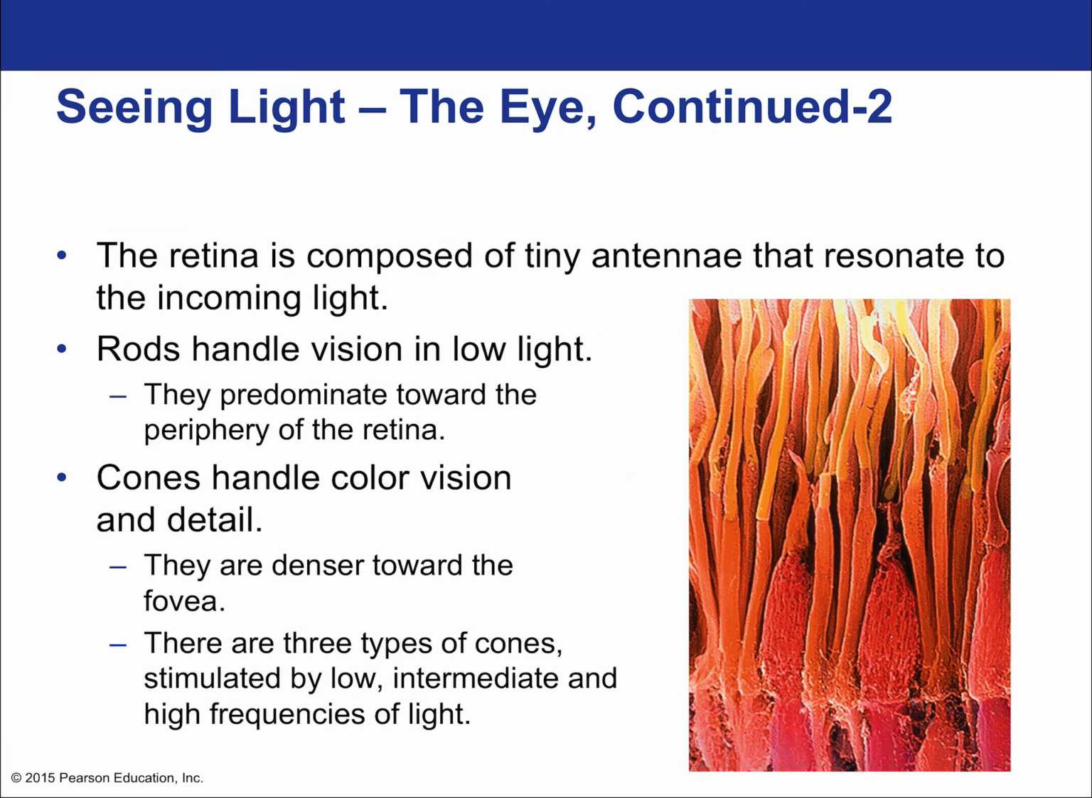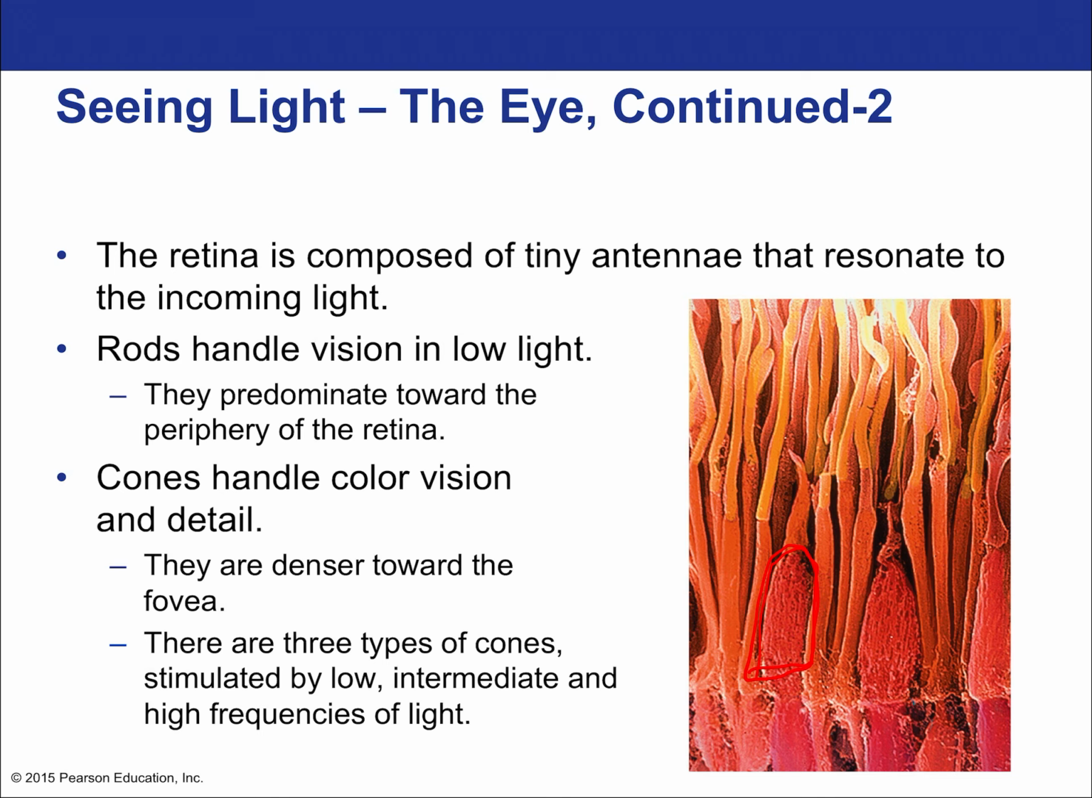And the retina itself is composed of tiny antennae that resonate to the incoming light. So they're picking up those electromagnetic vibrations. The rods handle the vision in low light. They predominate towards the periphery of the retina. The middle of the retina has a special name. It's called the fovea. And the fovea has, in addition to rods, cones, which are these specialized cells here. You can see the red there. And they are denser, as I said, in the fovea.